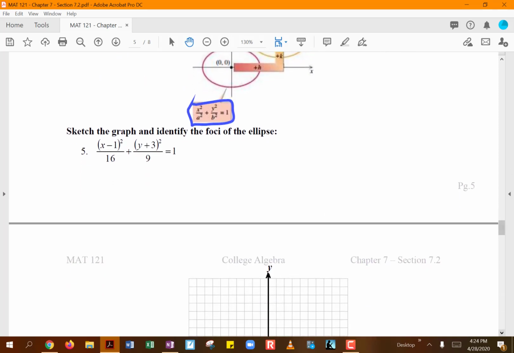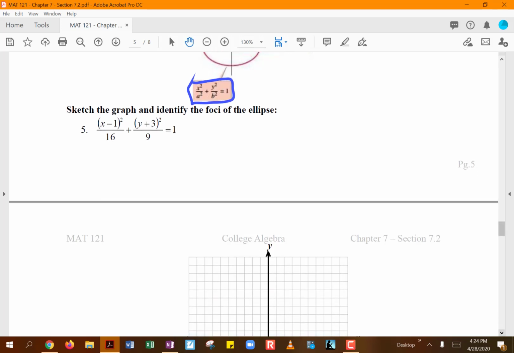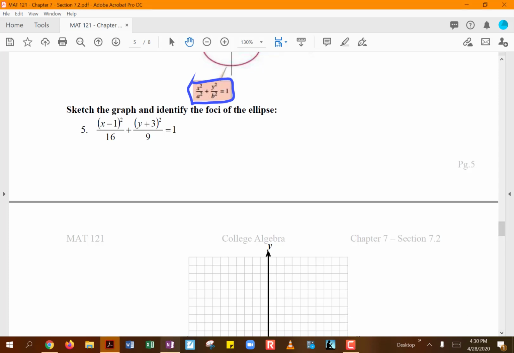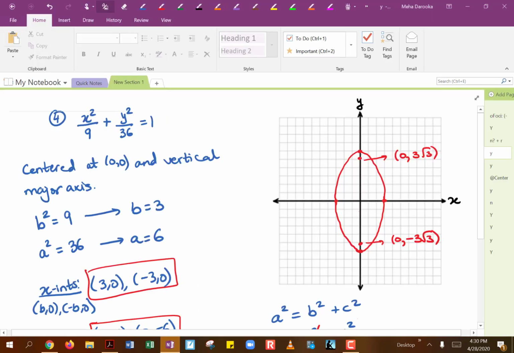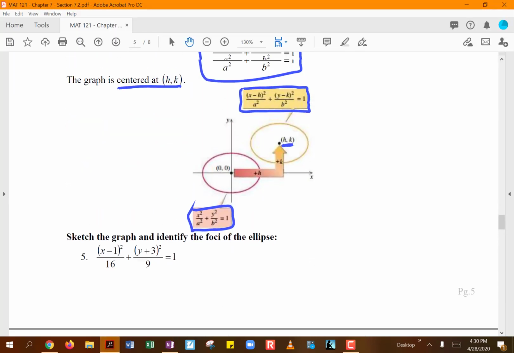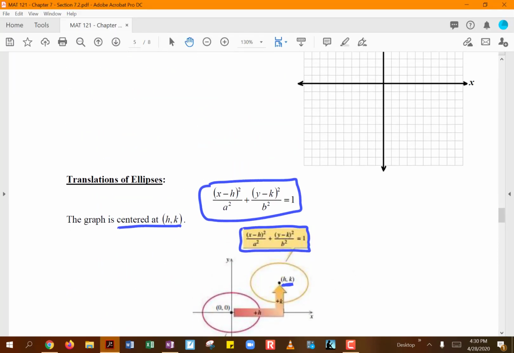Okay, so now they are asking us to sketch the graph and identify the foci, and we are given (x minus 1) squared over 16 plus (y plus 3) squared over 9 equals 1. So let's go ahead and take a look at this example over here. Okay, so first what we want to do is go ahead and identify our center. So as you can see in the general form, you have x minus h and y minus k, right? And your center is at (h, k).